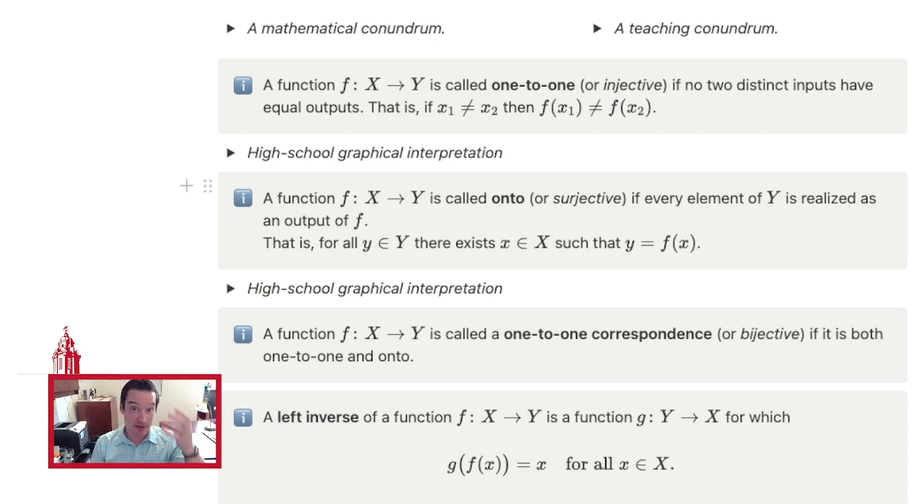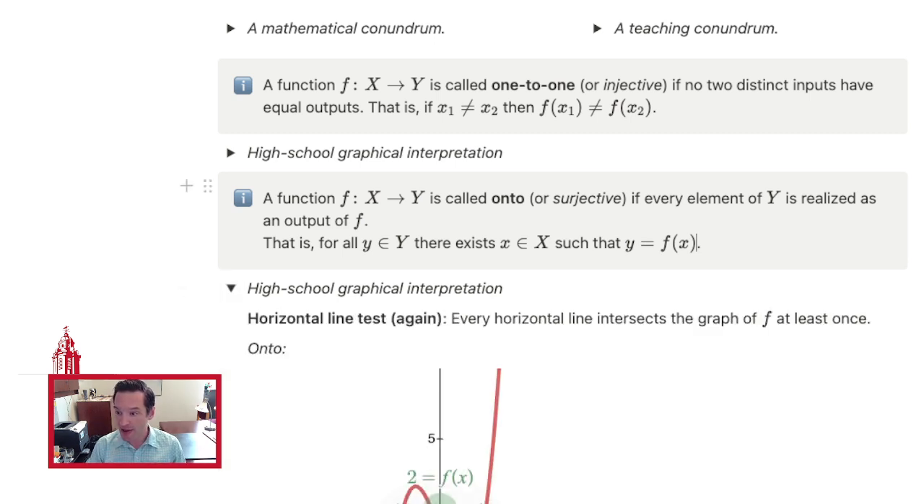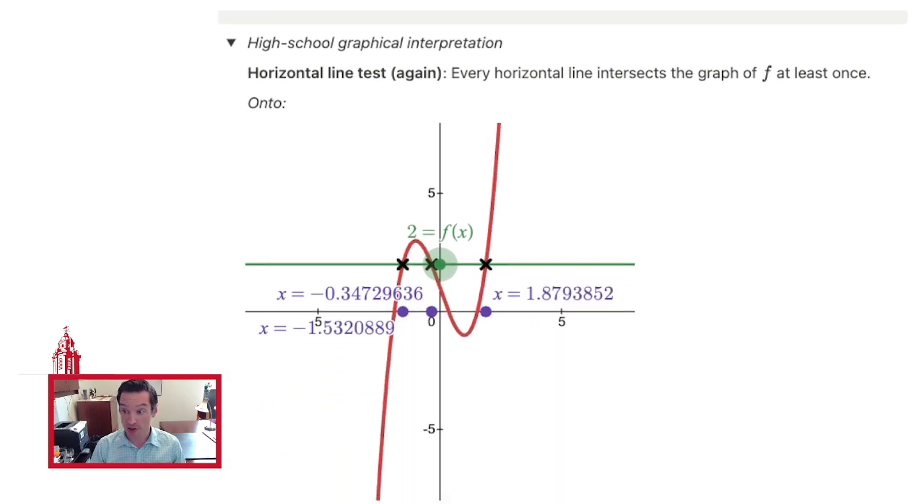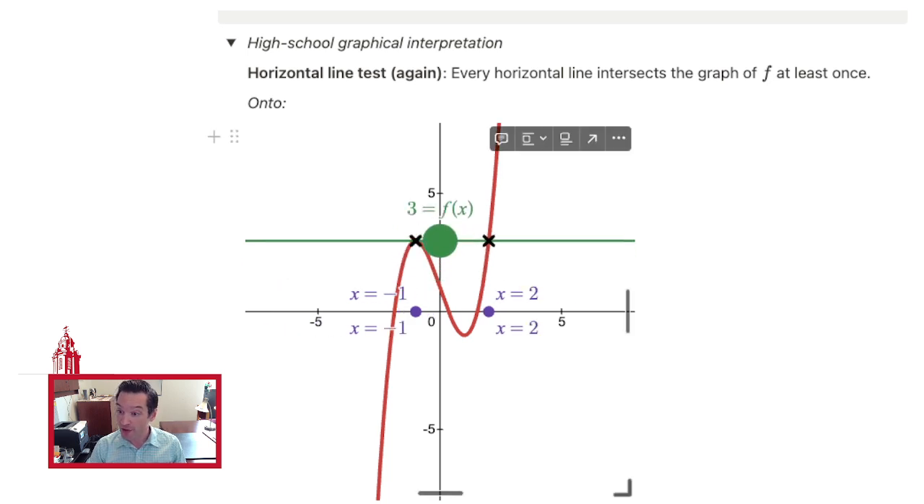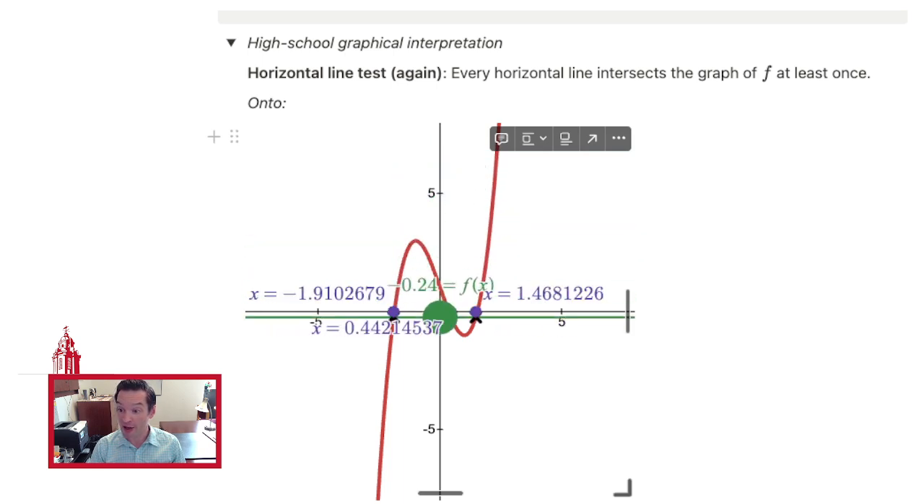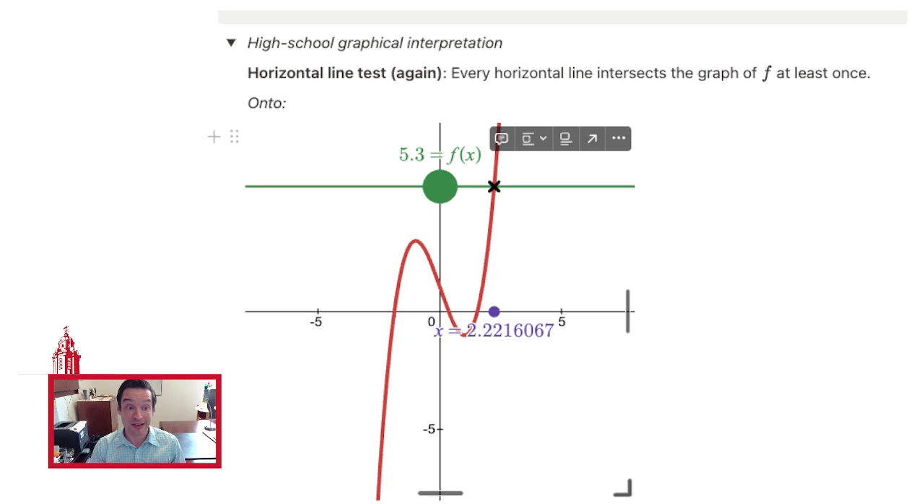Or another way to say that is that the codomain and the range of this function, the realized set of outputs, are one and the same. So graphically speaking, we can use horizontal lines again to interpret what it means for a function to be onto. So this function looks like it would be an onto function because there is no horizontal line that I can draw that doesn't intersect this graph in at least one place. Right? So for an onto function, every horizontal line intersects the graph of f at least once. So every output has at least one input that produces it.